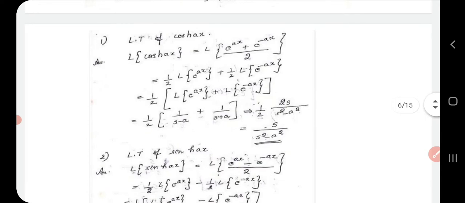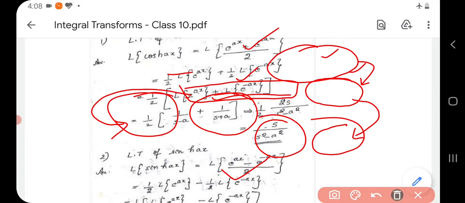Now our aim is to derive the formula for the Laplace transform of sinh ax and cosh ax, that is, hyperbolic functions. For that, let us begin with cosh ax.